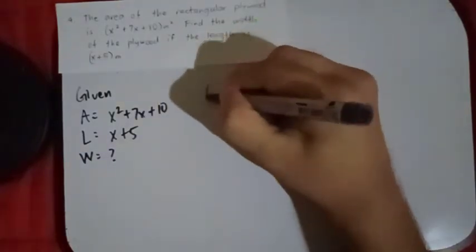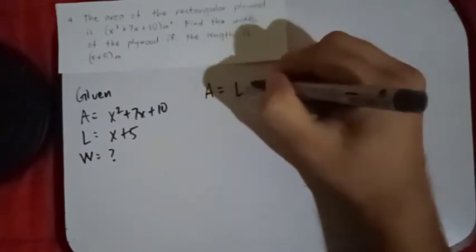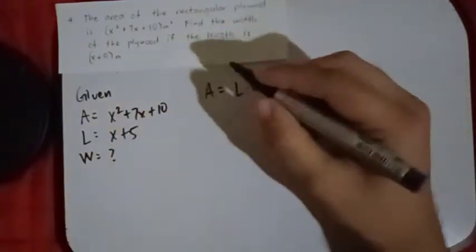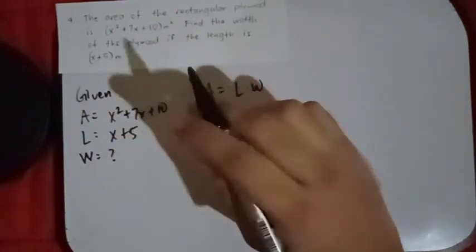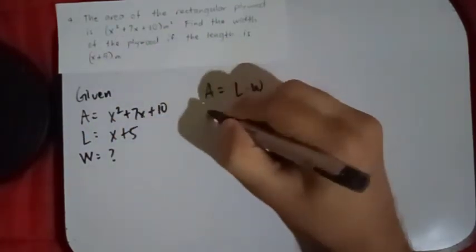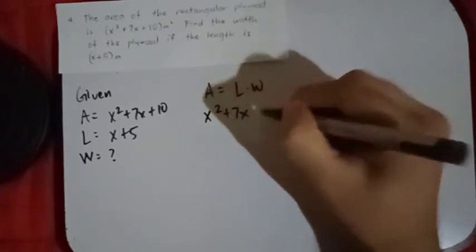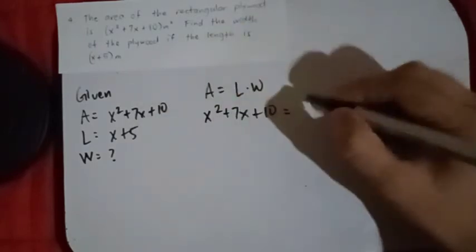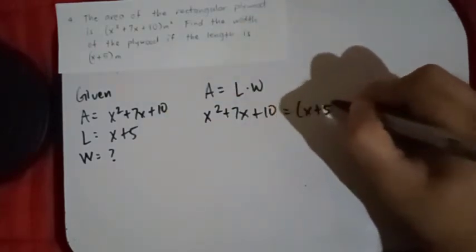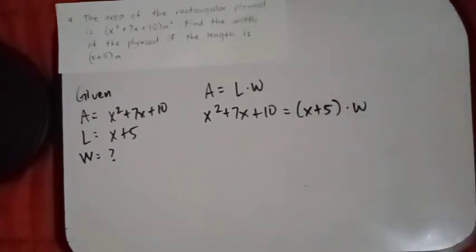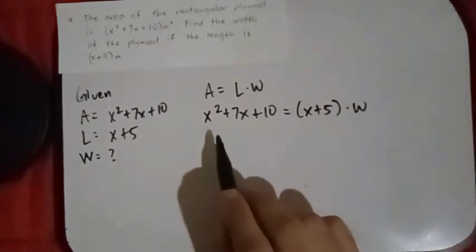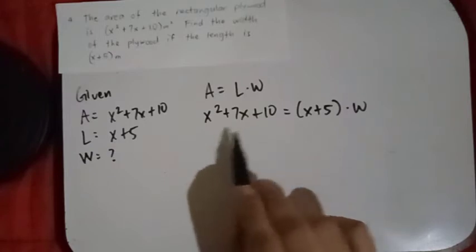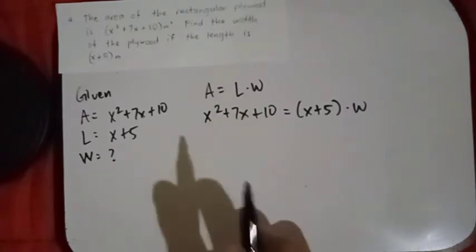Okay. Since ang pinag-uusapan ay area of the rectangle, ang gagamitin nating formula ay A is equal to length times width. Yan yung formula niya. Okay. So, substitute natin yung values. So, A palitan natin ng x squared plus 7x plus 10 equals, yung length natin is x plus 5. Ayan. Times w. Tapos, itong x squared plus 7x plus 10, hindi na siya perfect square trinomial.